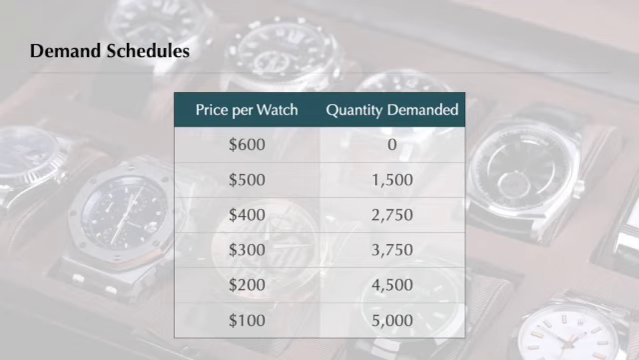An example of a demand schedule appears here. The schedule lists the quantity of watches demanded during the month at several possible prices. You can see that as prices increase from $100 to $600, the quantity demanded decreases. When the price is $100, the quantity of watches demanded is 5,000. When the price is $600 or higher, consumers do not buy any watches.